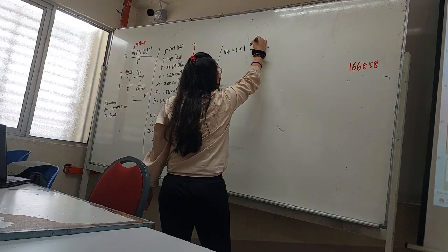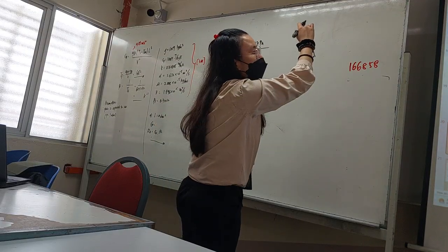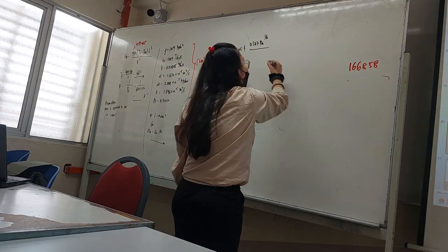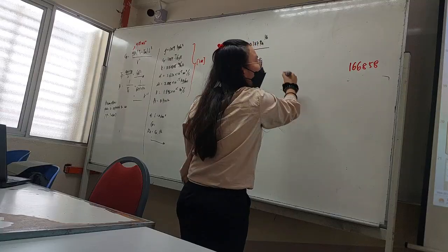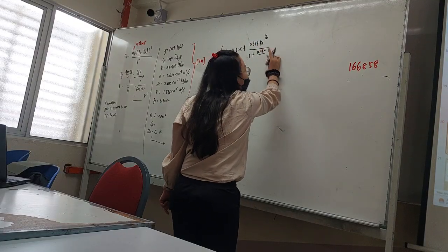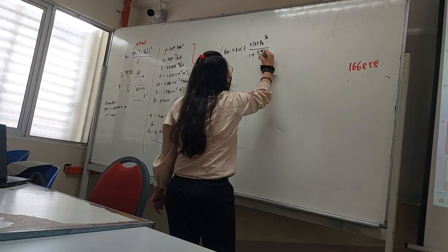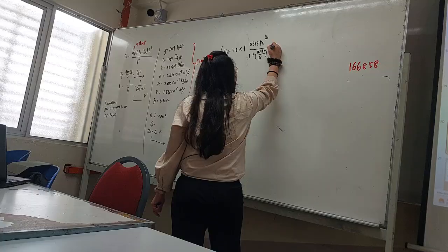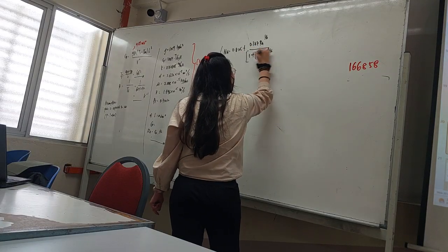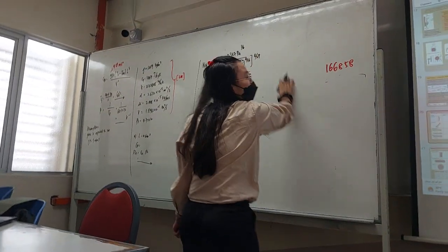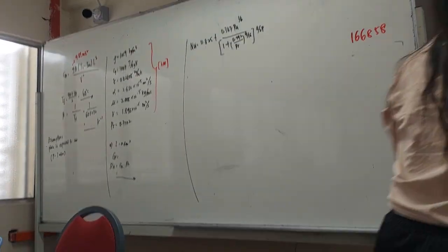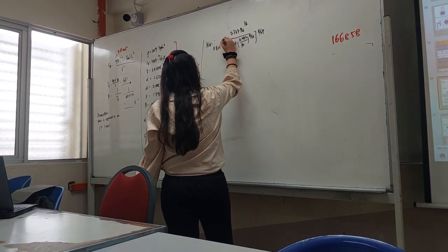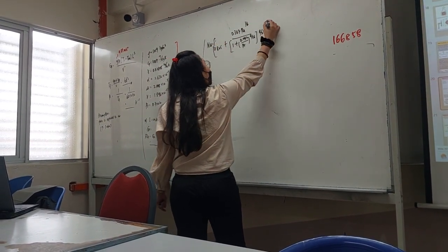0.387 Rayleigh number to the 1/6, divided by 1 plus (0.492 over the Prandtl number) to the 9/16, all to the 8/27. Okay, so the whole thing to the power 2.